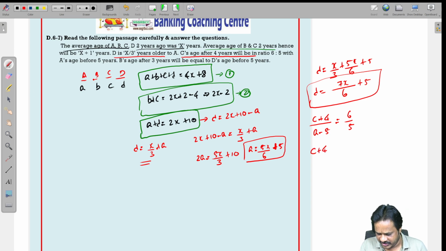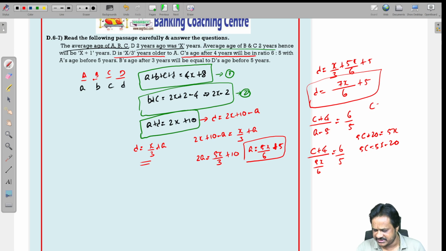Therefore, we are going to get C plus 4 by 5x by 6 is equal to 6 by 5. Therefore, 5c plus 20 is equal to how much we are going to get? 5x. 5c is equal to 5x minus 20. C value will be x minus 4. What is C value? x minus 4. Therefore, C value x minus 4.